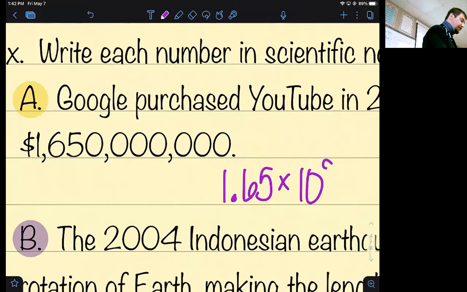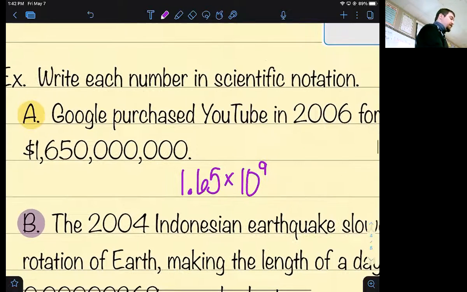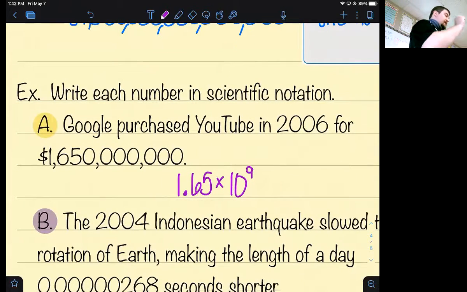You got it. There you go. It's just that easy. So it says write each number in scientific notation. This is true. And probably this looks like a very expensive purchase, but I'm sure they've made their money back on this by now. Google purchased YouTube in 2006 for $1,650 million.